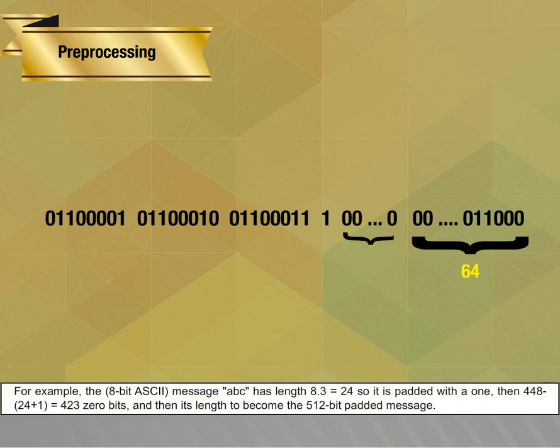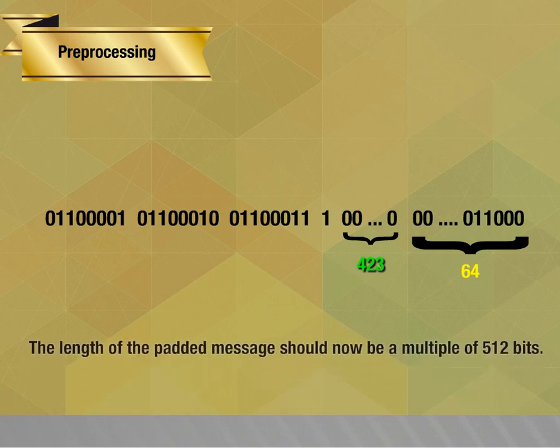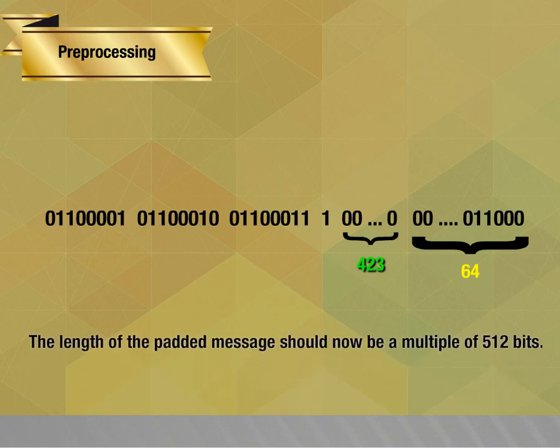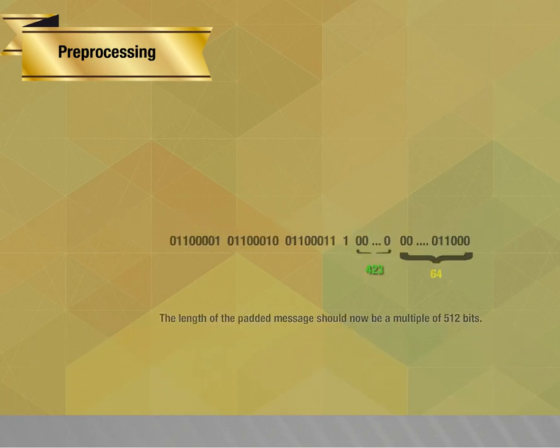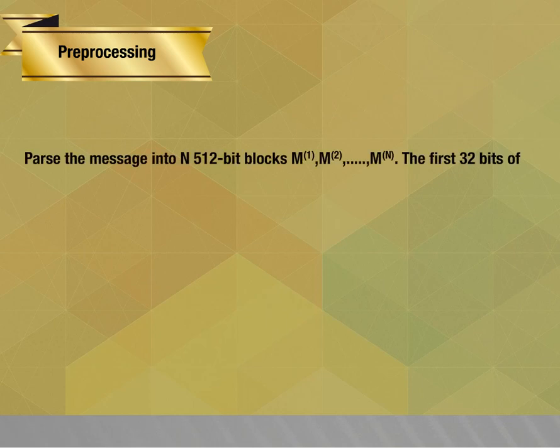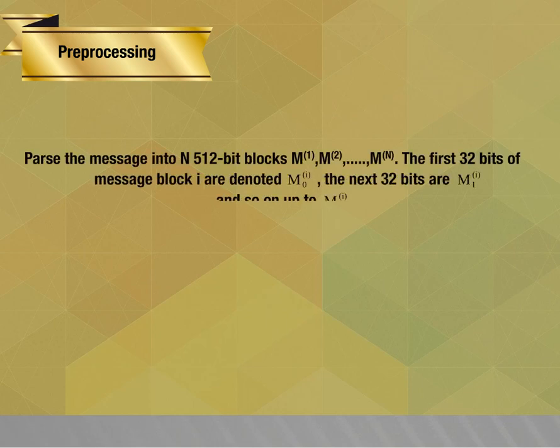For example, the 8-bit ASCII message ABC has length 8 × 3 = 24, so it is padded with a 1, then 448 − (24 + 1) = 423 0 bits, and then its length to become the 512-bit padded message. The length of the padded message should now be a multiple of 512 bits. Parse the message into n 512-bit blocks, m^1, m^2 and so on up to m^n.